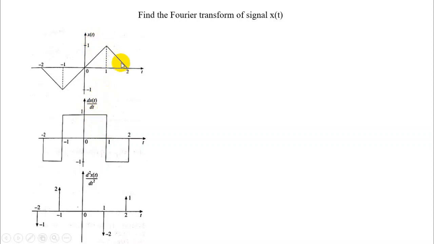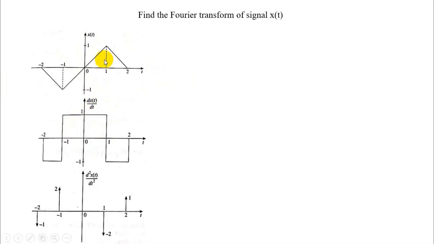Another ramp is here, whose slope is negative. So this portion can be presented like that. So actually this signal can be represented as the differentiation of x(t) which has already been given. In the first step, our ultimate goal is to determine the two times derivative.